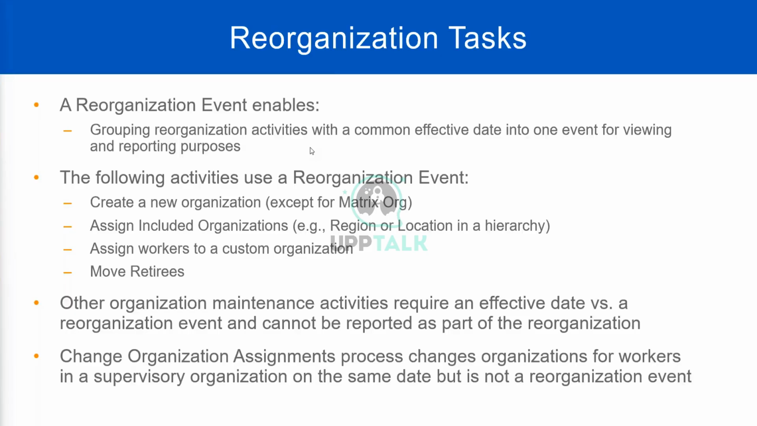Whenever we are including a subordinate organization into an existing organization, let's say you have a sales and distribution department, and you are adding a new department called sales and distribution New York, or a sales and distribution for California. You're adding a new department under the sales and distribution department. If you want to do that, you have to use a reorganization event.